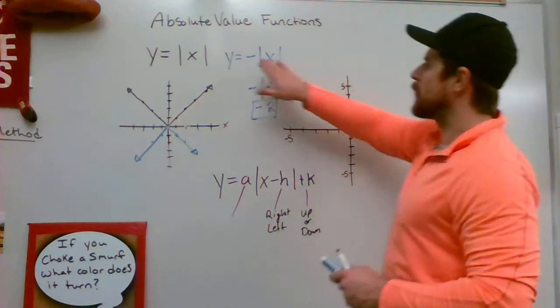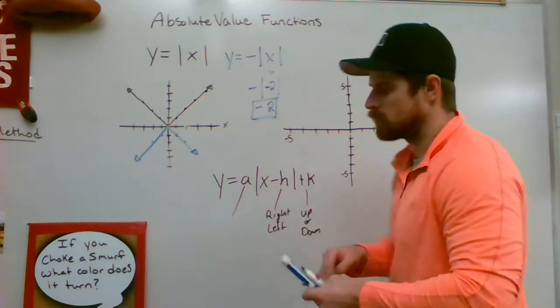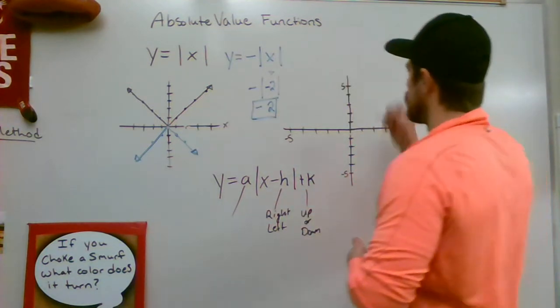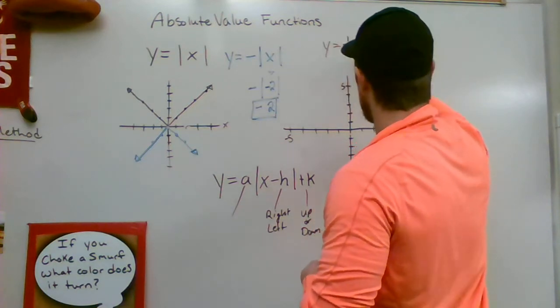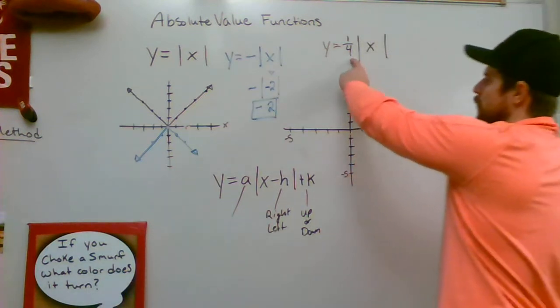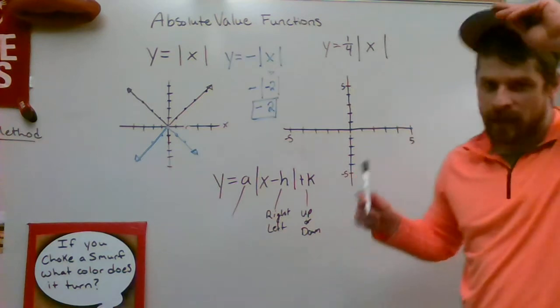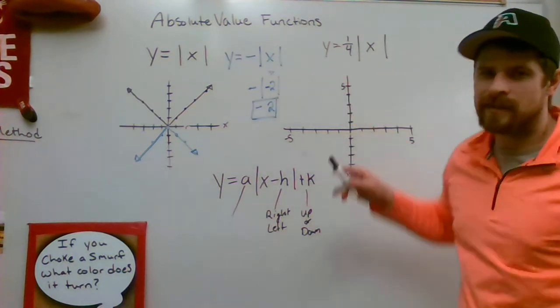Now, what if we multiply by something that's not just negative, but it's an actual number? Okay, so I'm going to give you two types of numbers. We are going to multiply by 1/4, and then I'm going to have you multiply by a whole number. So we're starting with a fraction. Okay, you kind of want to think of this as your slope. It's basically what it's going to do.